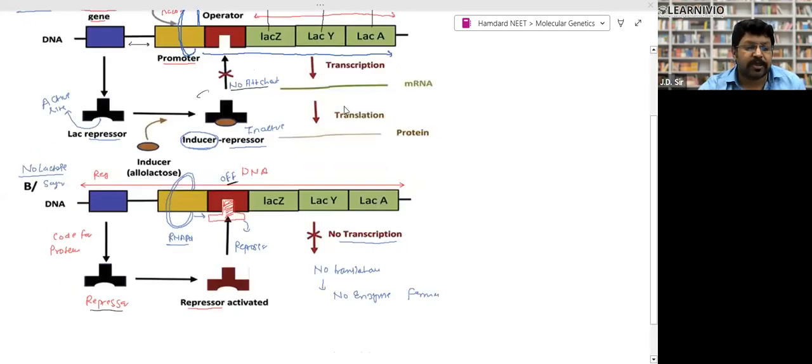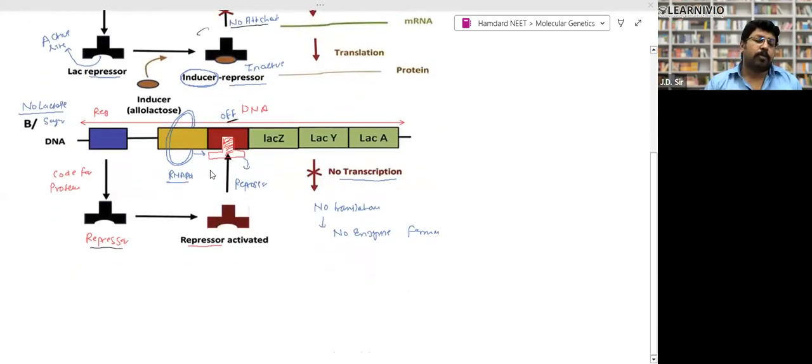Now come to the first B model. Why am I talking about the B model? Because in this condition, the gene is switched off. When lactose is not present, then this gene will switch off. What will happen when lactose is not present in the medium around the bacteria?